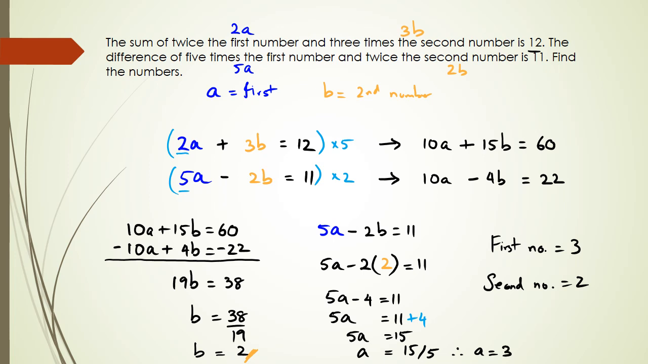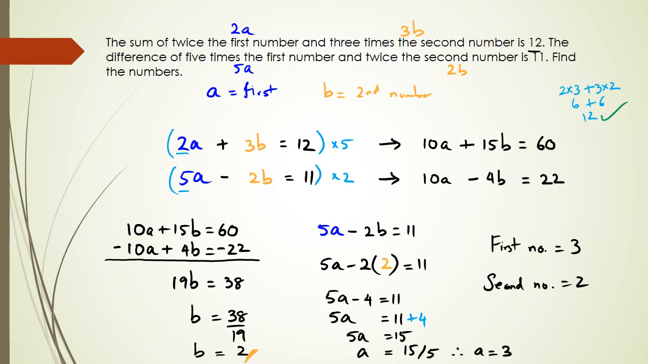Okay? A good way to know whether you've done the right thing is to double check your answers. Because remember, twice the first number, go back to that first line. So twice the first number, that's 2 times 3, plus 3 times the second number, that's 3 times 2, is 12. So 6 plus 6 equals 12. Yep, that's correct.